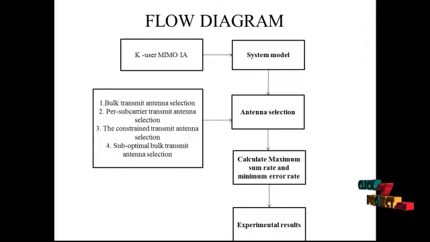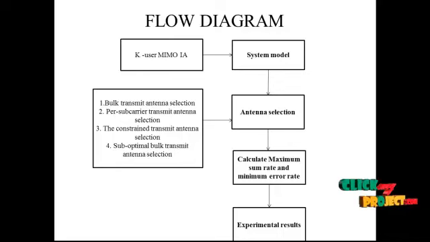In the next step we are going to antenna selection. In that antenna selection we are introducing four subdivisions. The first method is bulk transmit antenna selection, the second one is per-subcarrier transmit antenna selection, the third one is constrained transmit antenna selection, and the fourth one is suboptimal bulk transmit antenna selection. With these four methods we implement our process to select the antenna and transmit our signal.